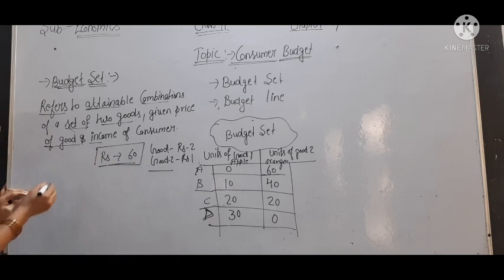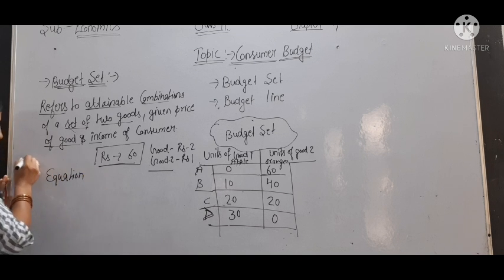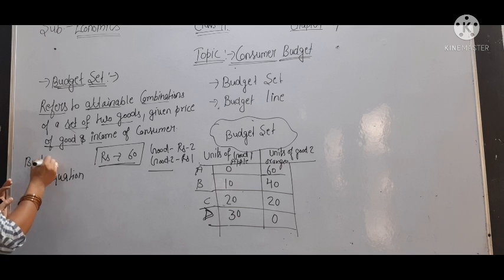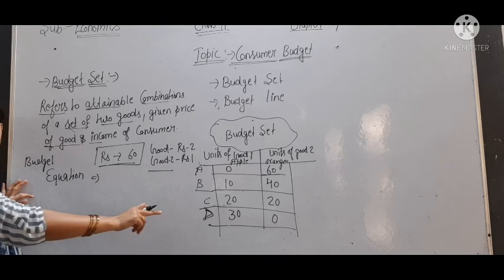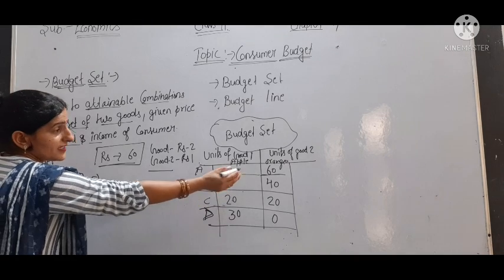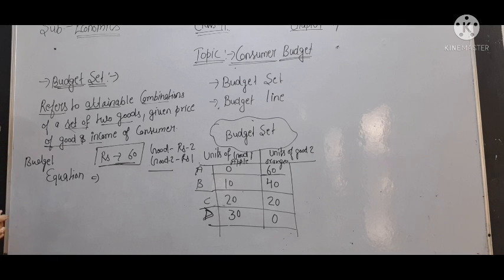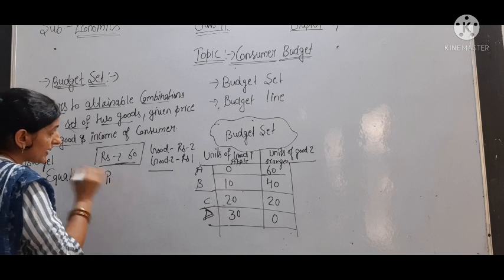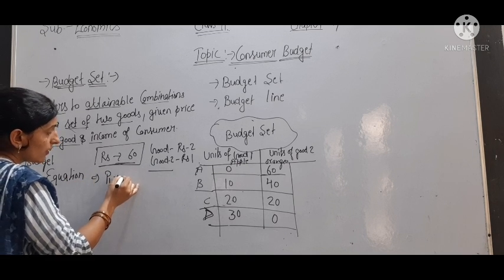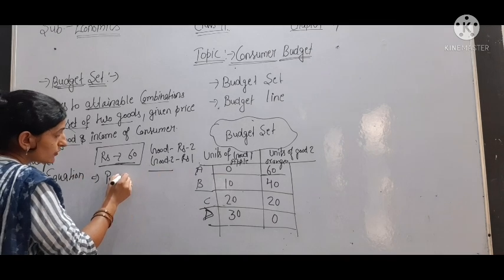So the budget set is also the equation of price and budget of the consumer. How can the equation be written? The budget equation shows the combinations of goods which can be attained by the consumer, as the prices of the goods are given and the income of the consumer is also given. So what will be the equation? We can write P1 into quantity Q1.